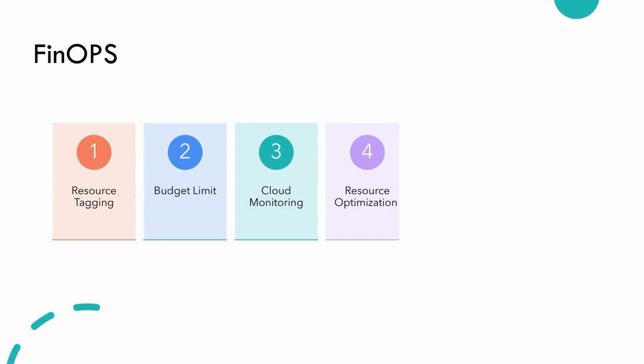4. Resource optimization, which involves optimizing cloud resources by selecting the right type and size of resources, resizing or shutting down resources when not in use, and using reserved or spot instances. It is useful for optimizing resource usage and minimizing costs.